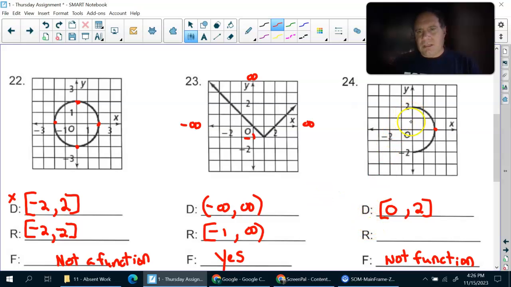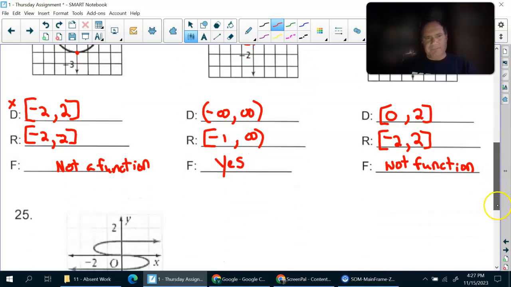The range is the lowest part. So this is the lowest part right there. So we're going to have -2, and it touches -2. So that's a bracket. This 2 is the highest part of the graph. So it touches it, and it's a bracket. And this is not a function.